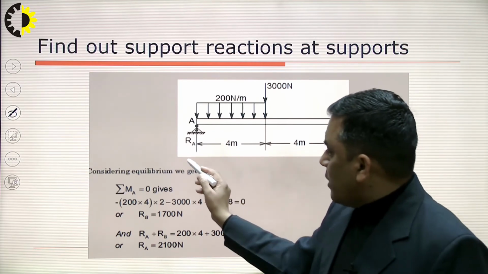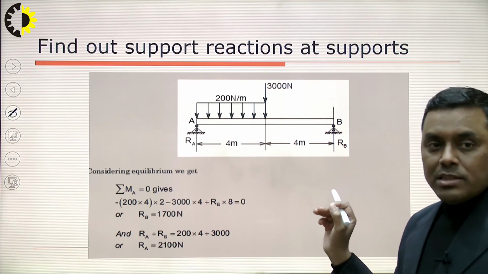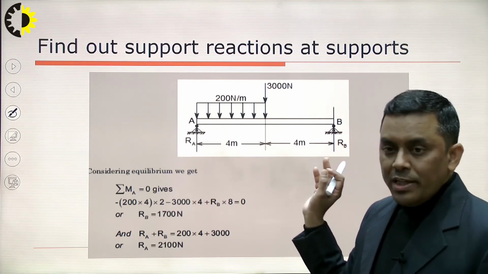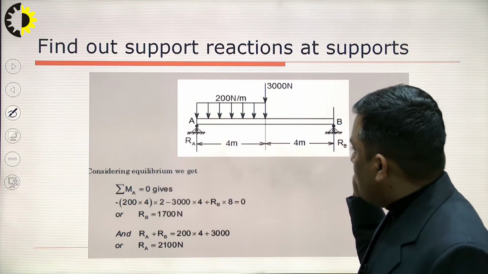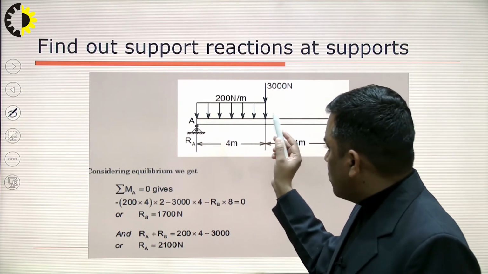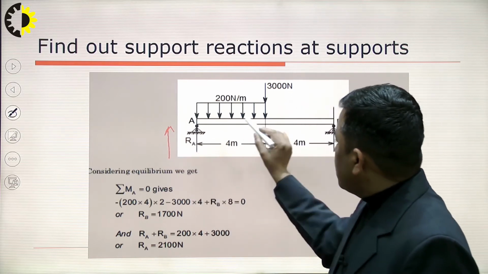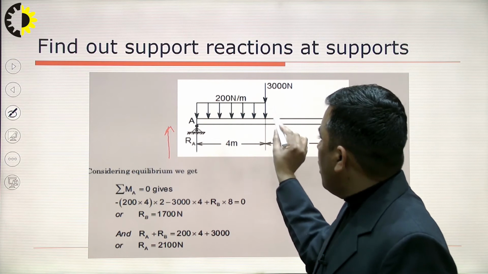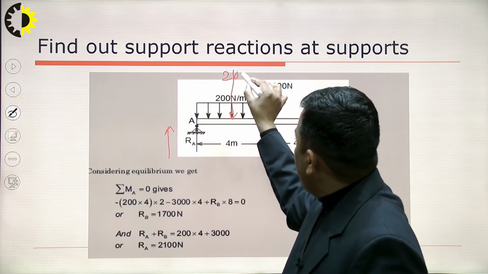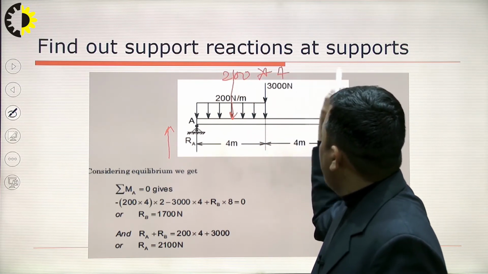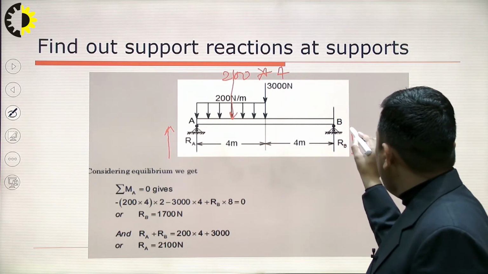Here, for considering the equilibrium, we apply sigma MA equal to 0. What does it mean? The algebraic sum of all the moments due to the various forces about point A is equal to 0. So what are the moments about point A? First identify the forces. The first force is Ra. The second force is the net load of this UDL. How much will it be? It will be 200 into 4, where 200 is the intensity and 4 is the length. Then the 3000 Newton load, and this Rb.